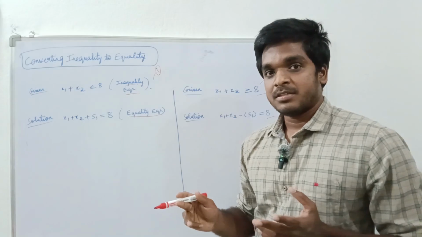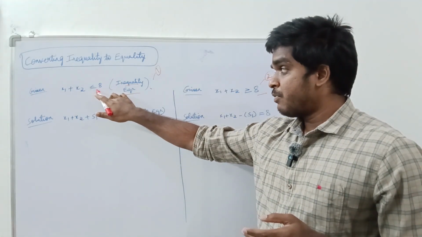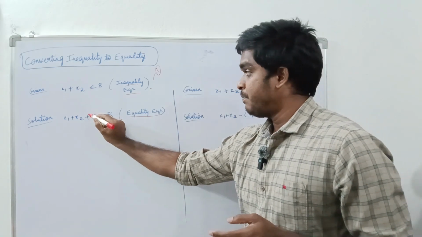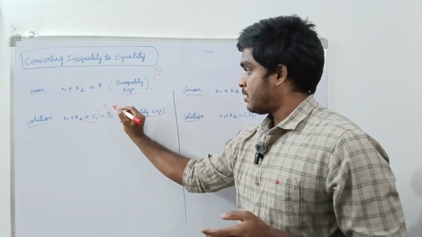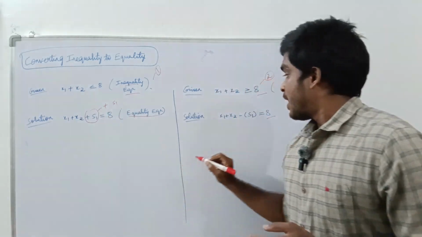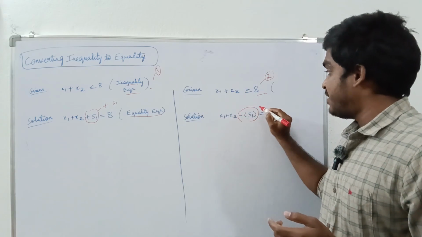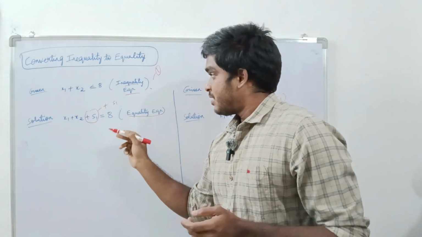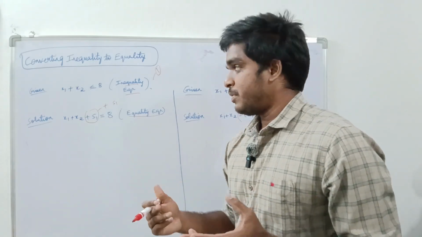Why is there this difference? This difference is because when you have less than or equal to, we'll have plus s1. When we have greater than or equal to, we have minus s1. Now let us understand this by taking an example.